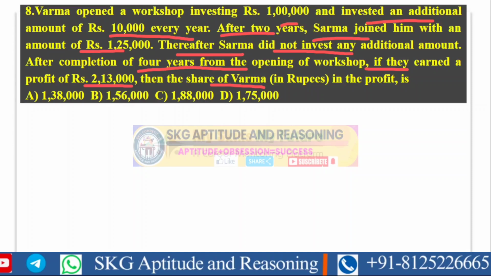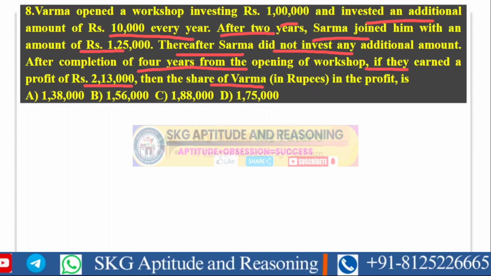So, read the question carefully. You will get to know this question. Initially, Verma opened a workshop with a capital of 1 lakh rupees. At the end of each year, he invests 10,000 extra. So the total business was run for 4 years, which means first year he invested 1 lakh, in the second year 1 lakh 10,000, in the next year 1 lakh 20,000, and in the next year 1 lakh 30,000. Likewise, he increases his amount by 10,000 each year.